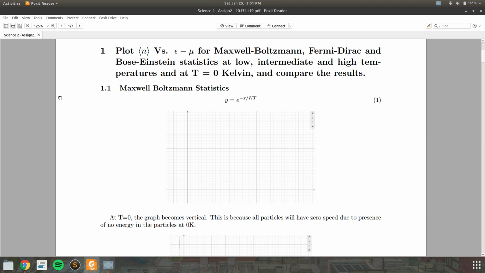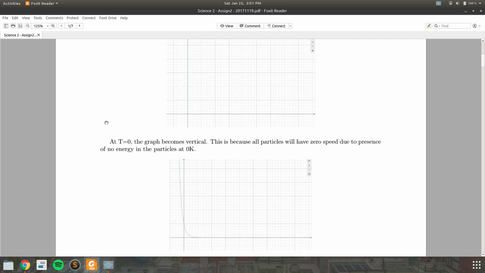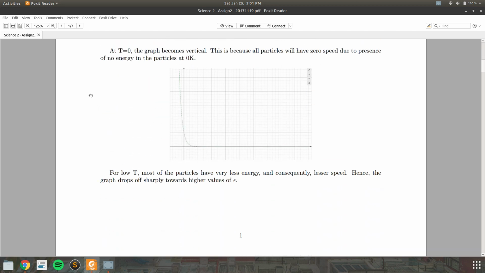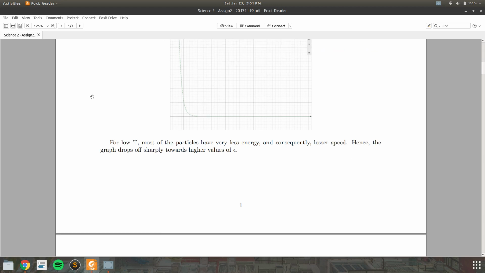The equation for that is y is equal to e power minus x by kT, and at T equal to 0 Kelvin, the graph becomes vertical because there is no energy in the particles at 0 Kelvin. At a low temperature, most particles have low energy and lesser speed, so the graph is still vertical but drops off sharply towards higher values of epsilon.